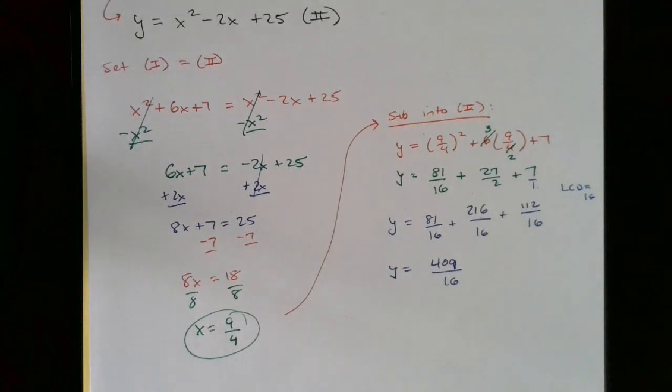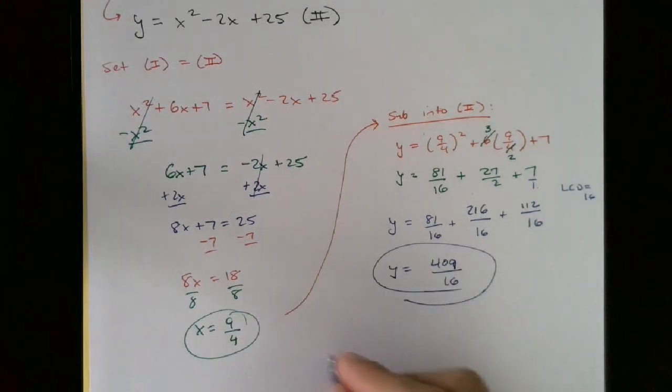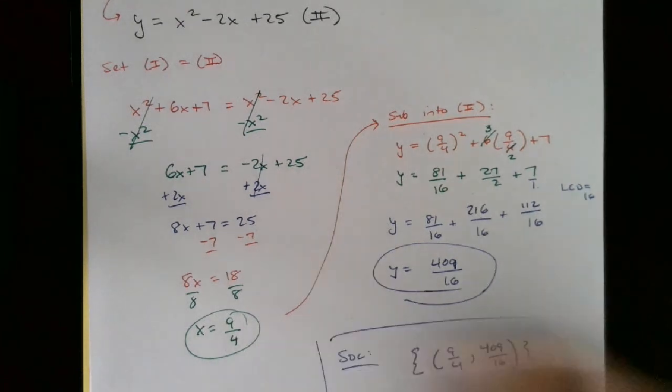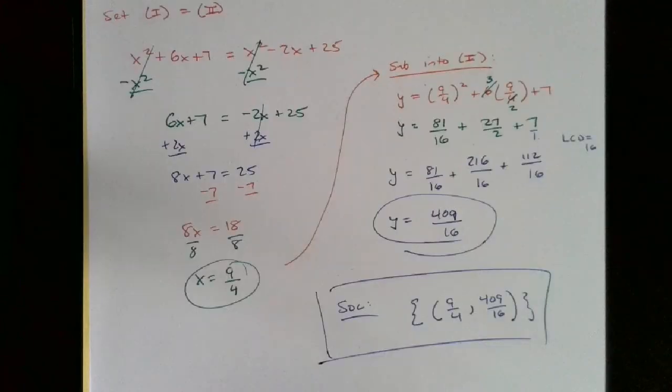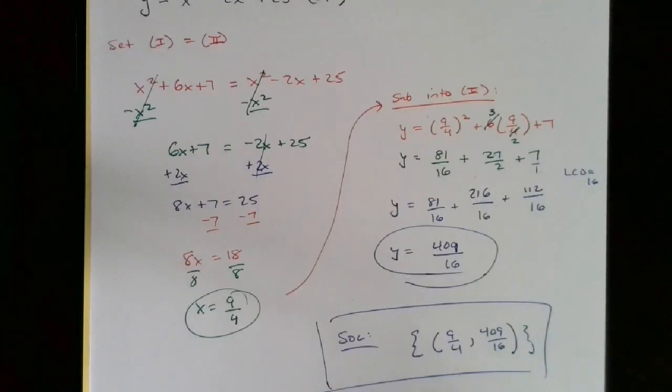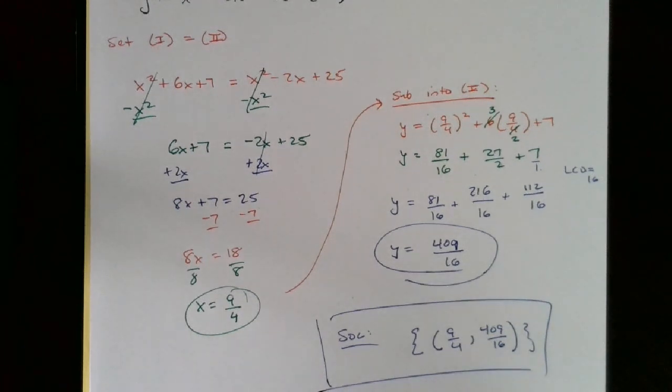So you got the y value now, and then the ordered pair, right, the solution here, our solution set, if you want to write in a set, is the ordered pair 9/4 for x, comma, 409 over 16 for y. And that would be your answer. Don't let it throw you off if you get a fraction. Most things in the real world don't come out perfect. So, you know, these two parabolas only intersected at one point, and the one point they intersect at was 9/4, comma, 409 over 16.